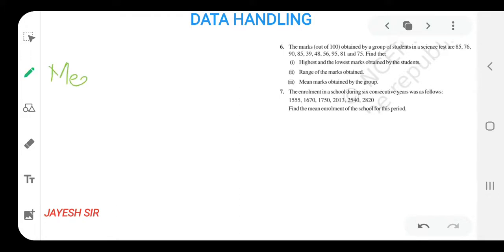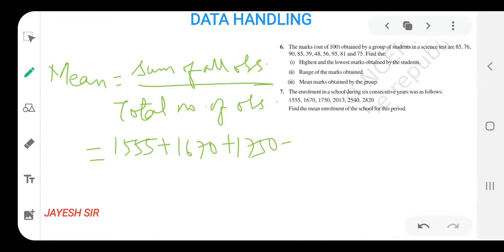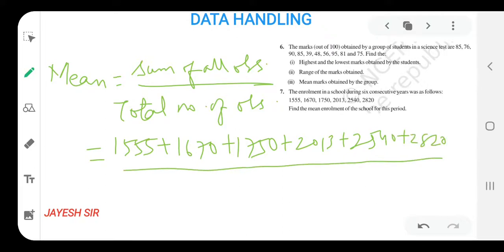Mean equals sum of all observations upon total number of observations. Here I am writing 1555 plus 1670 plus 1750 plus 2013 plus 2540 plus 2820. In the denominator, how many? Here it is given 6 years, so I'm writing the total directly.